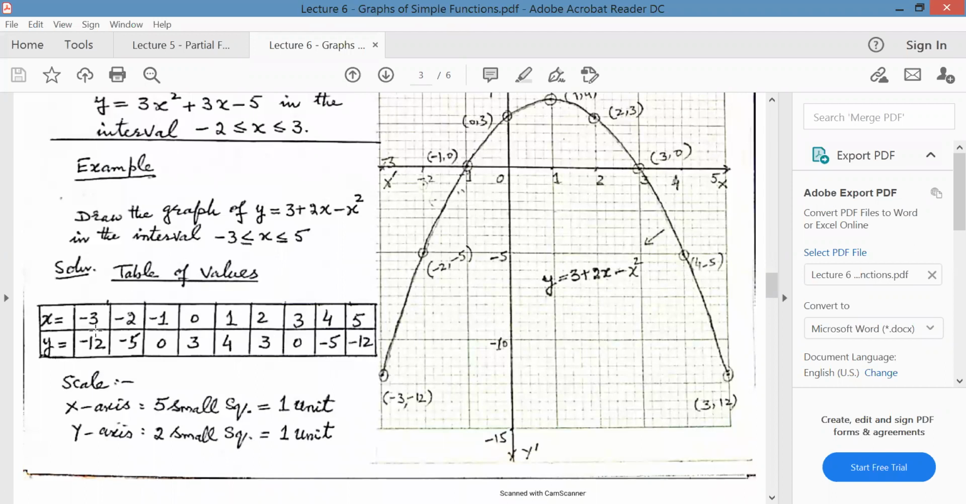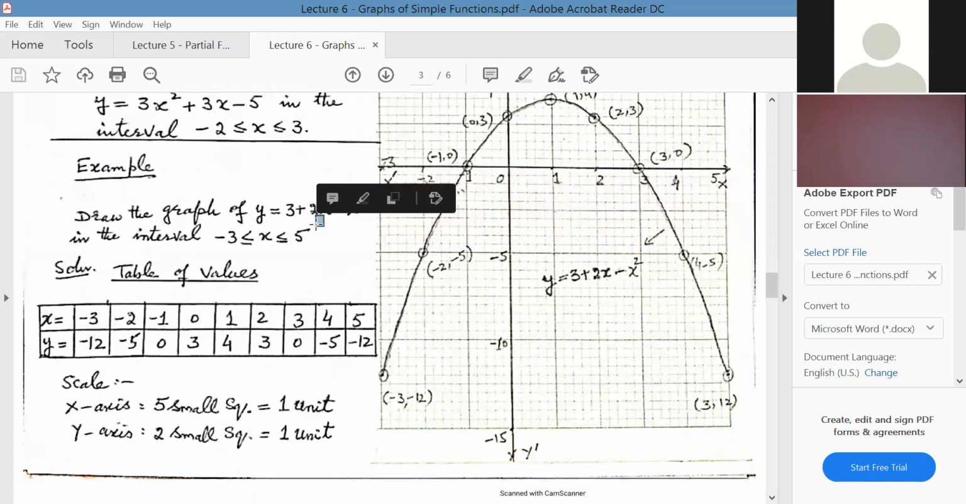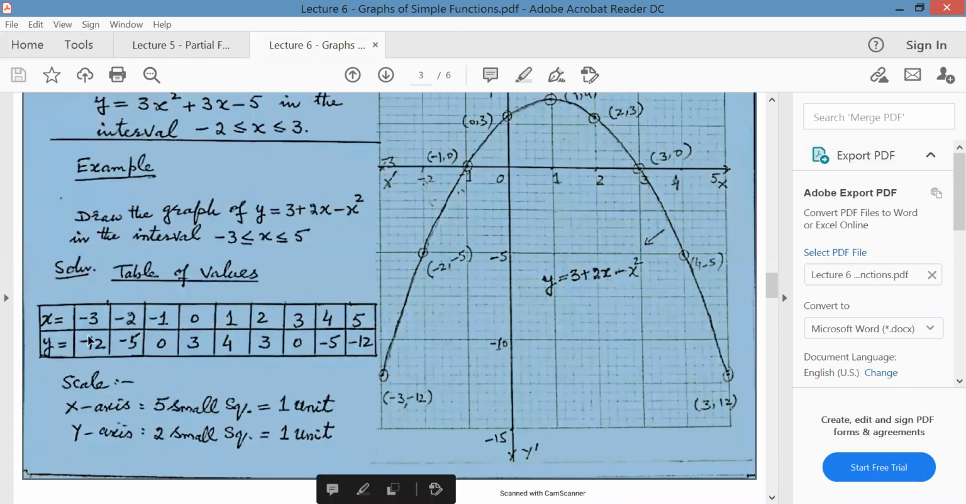When I put x as -3, look, you will put this -3: -6 and +3. -6 minus, and -3 squared will be 9. So this is -9. And -9 and -6 is -15, and +3. So this will be -12.